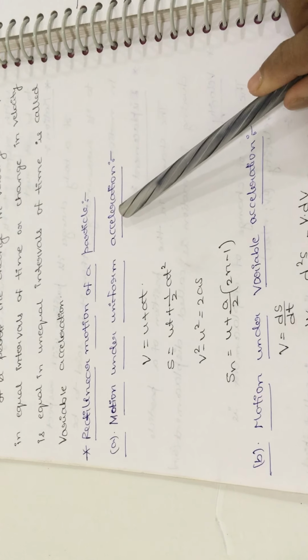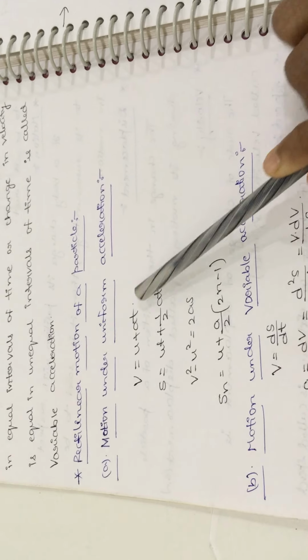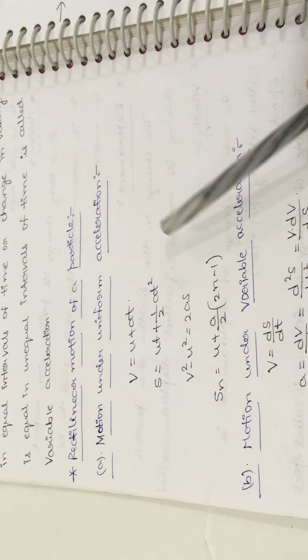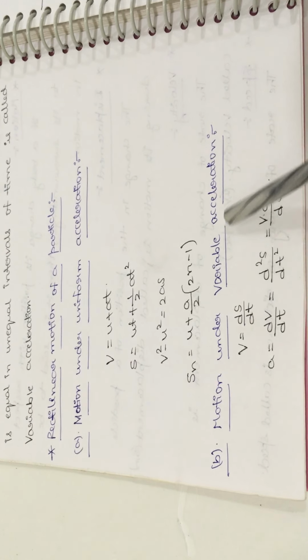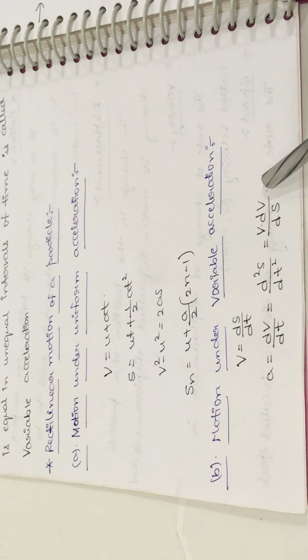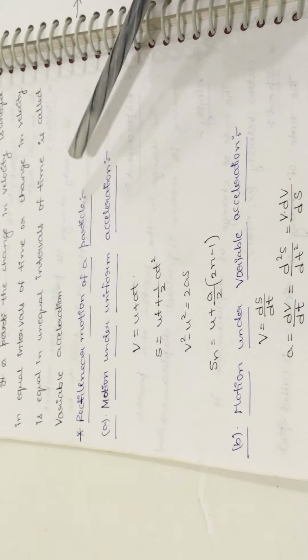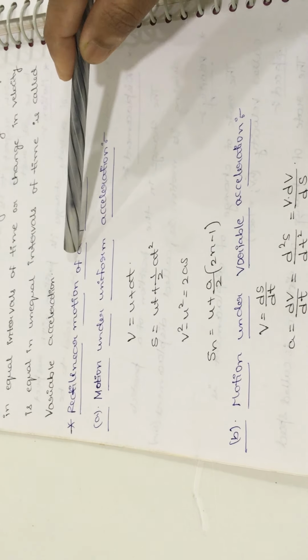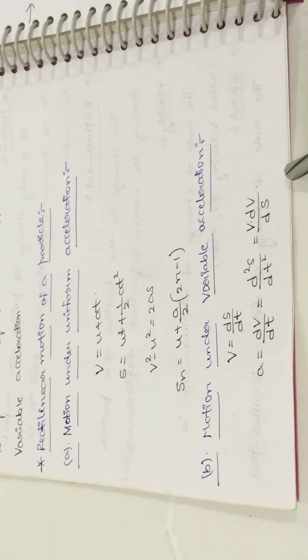Now again, rectilinear motion, based on these two types of acceleration, has two types: rectilinear motion under uniform acceleration, which has these four formulas based on displacement, velocity and acceleration. Next, rectilinear motion under variable acceleration, which has these two formulas, again based on displacement, velocity and acceleration. So completely under the rectilinear motion of a particle we have six formulas.